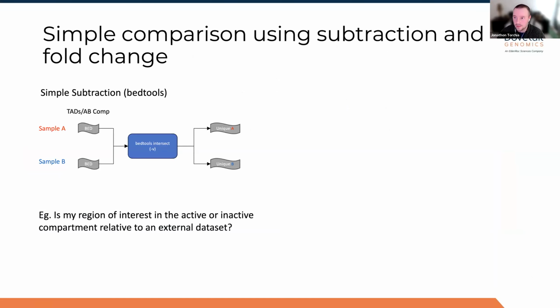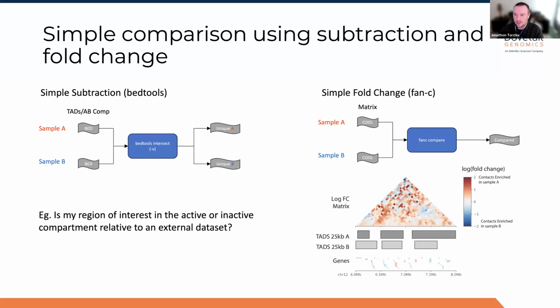in another cell system? So you might want to download some data from ENCODE or wherever you might find relevant data for your sample and just do a simple bedtools, right? Because at the end of the day, TADs and AB compartments are regions, and you can do a simple region subtraction. I have sample A, sample B, bed files, I can intersect them and find the unique regions. And I know it seems really simple, but this is oftentimes all you need to do, especially when you're looking at your specific locus.